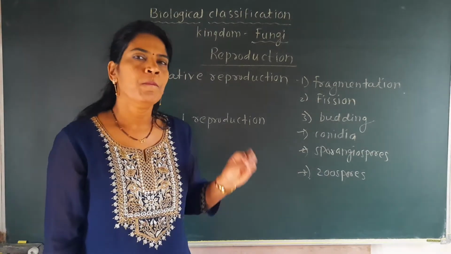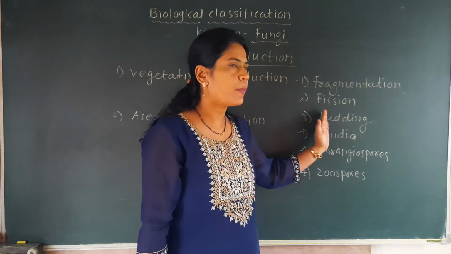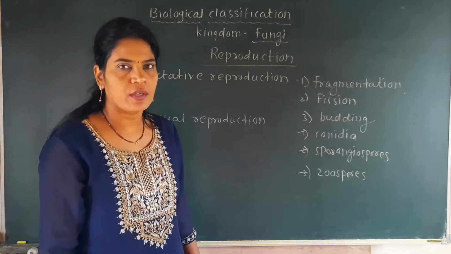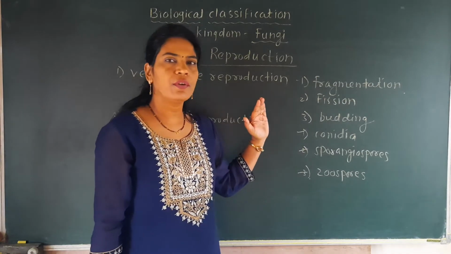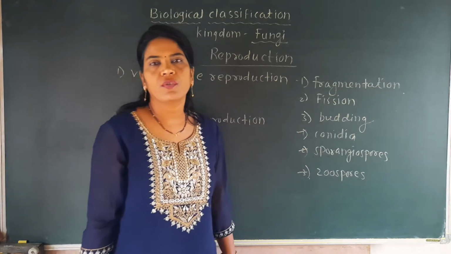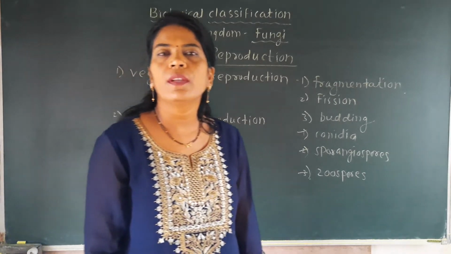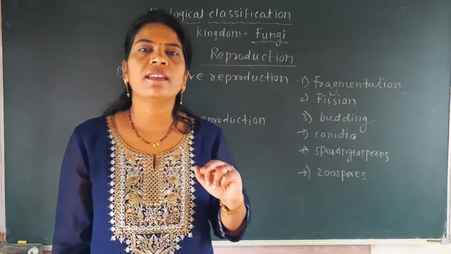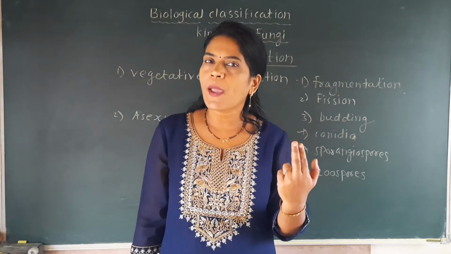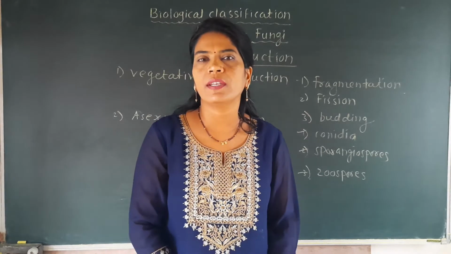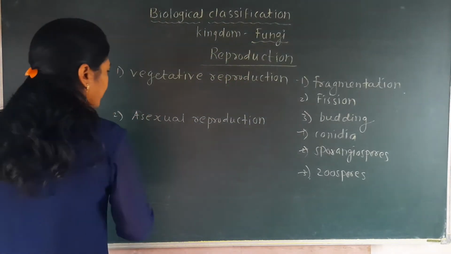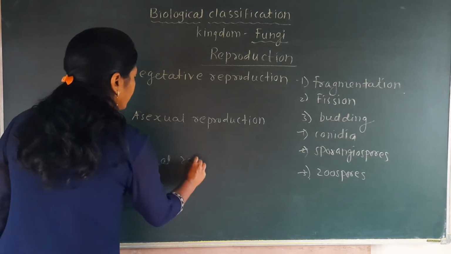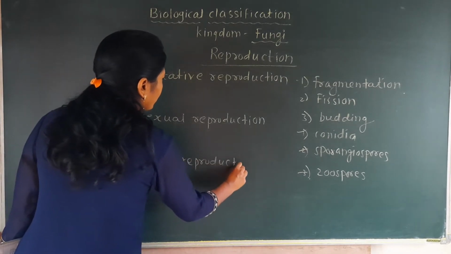So you should know which are the vegetative methods of reproduction and which are the asexual methods of reproduction. Here these are the vegetative reproduction, these are the asexual reproduction. Now the last method of reproduction is the sexual method, where there is involvement of two parents, one male parent and one female parent. So the third type is called sexual reproduction.